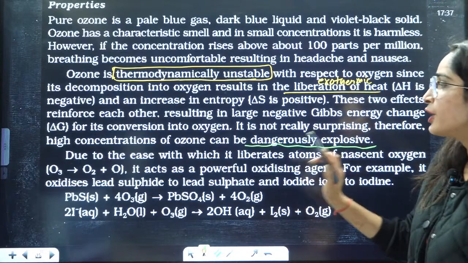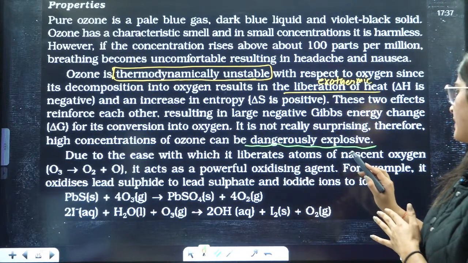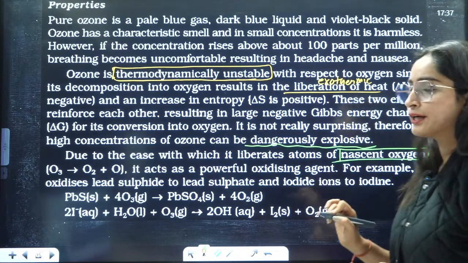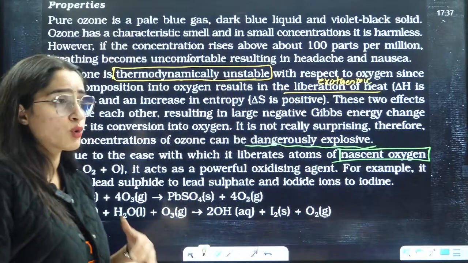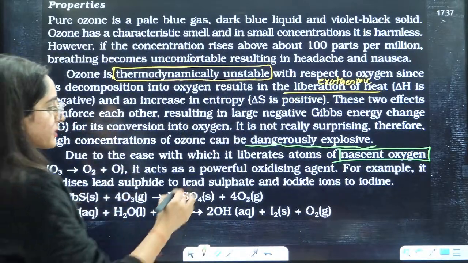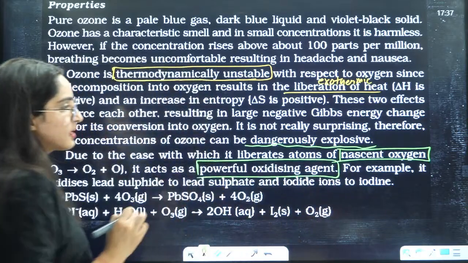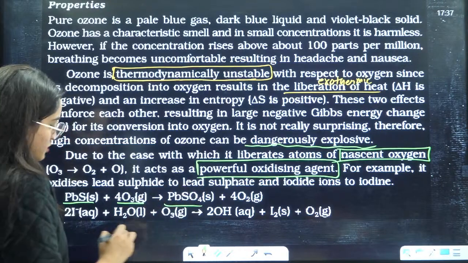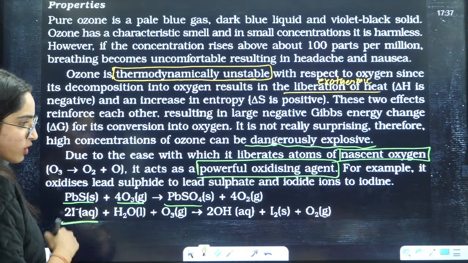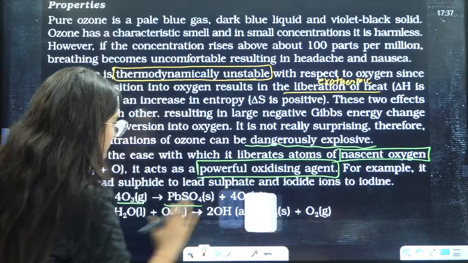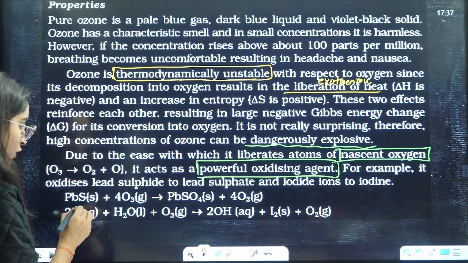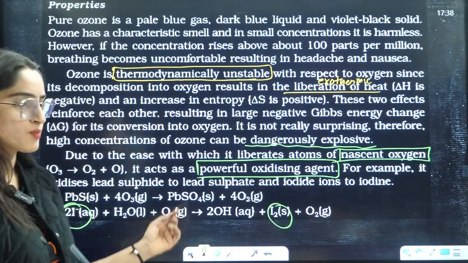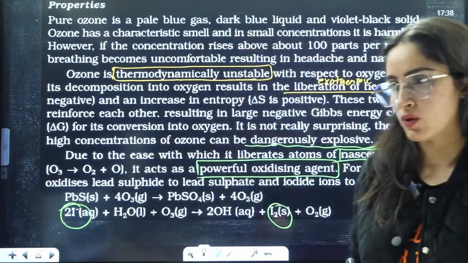Yes. Due to the ease with which it liberates atoms of nascent oxygen. Another important thing is nascent oxygen, that it produces nascent oxygen. That is why it is a good oxidizing agent, right? That is why it is a very powerful oxidizing agent. Right, for example, you have PbS. It is a very good oxidizing agent. It will oxidize it. You have I negative. It will oxidize it to I2. Right, so you can remember that it can oxidize I negative to I2. This thing is important.